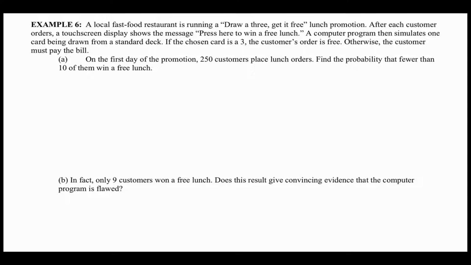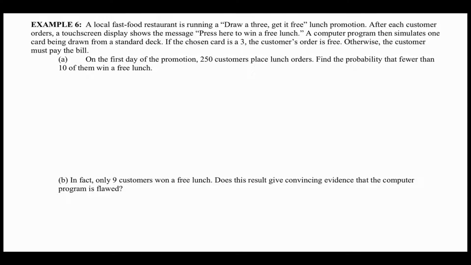You go in and get a lunch, whatever place you go to for lunch. You place your order. Before you pay, they have a little touch screen. You hit the touch screen. It simulates a random card being pulled from a deck of cards. If that has a 3 on it, free lunch. If it has anything else, you got to pay. That's the promotion. Okay? So on the first day of the promotion, 250 customers place lunch orders.